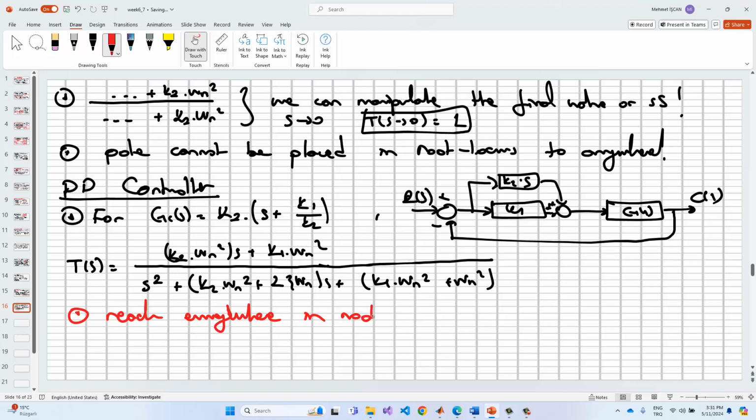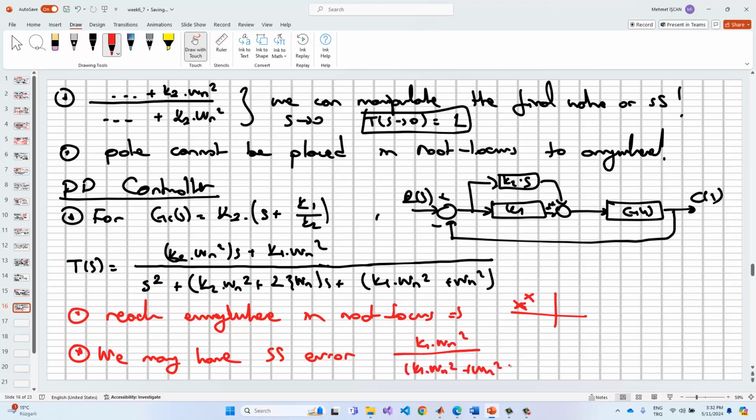in the root locus, right? Because we can update K2, we can update K1, and then we can set every pole in the root locus in here. But we may have steady state error, because just see that if s is 0, we have K1 omega n squared over K1 omega n squared plus omega n squared, right? And so it does not equal 1. Okay? This is the deficiency of the PD controller in that case.